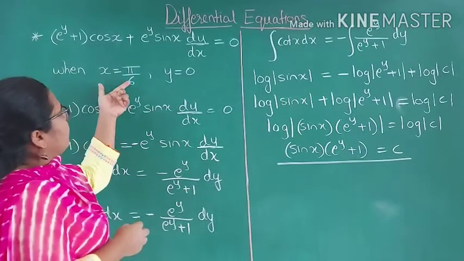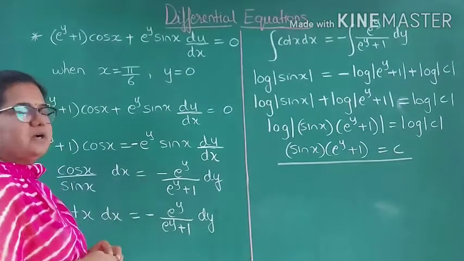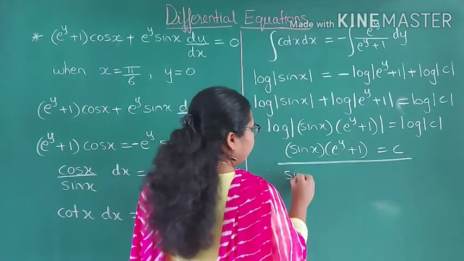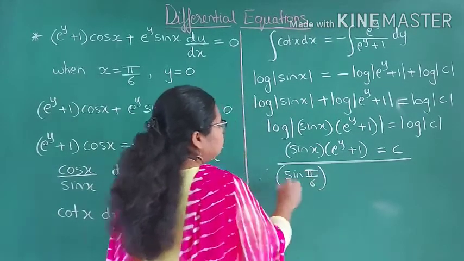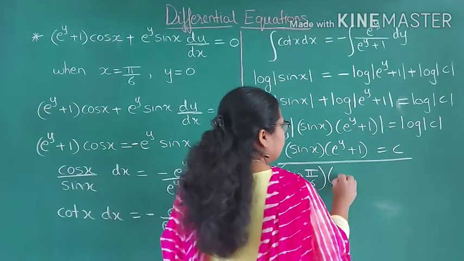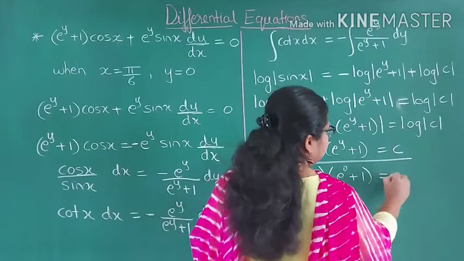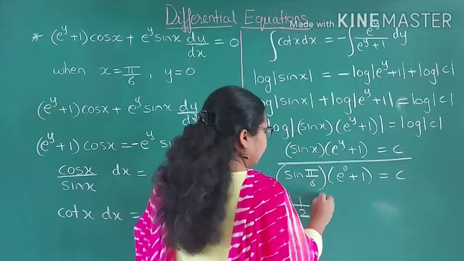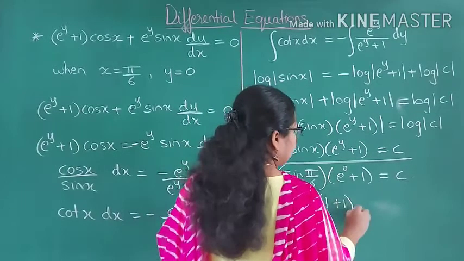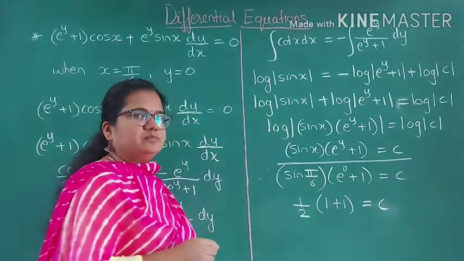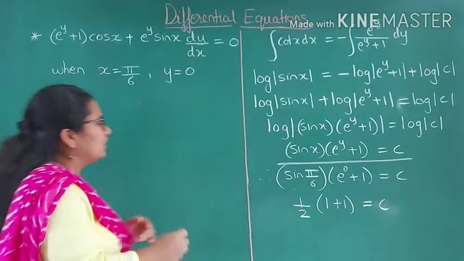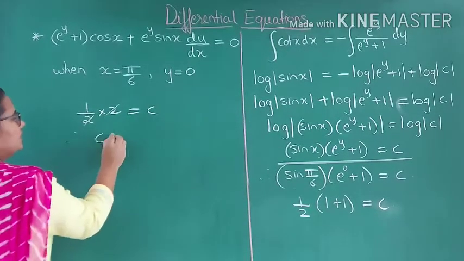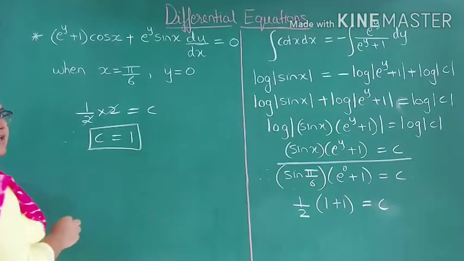Now we will substitute the value of x and y and we will find the particular solution. So at x equal to pi by 6, y is 0, therefore sin pi by 6 into e raised to 0 plus 1 is equal to c. Sin pi by 6 means sin 30 is half. Anything raised to 0 is 1. 1 plus 1 is 2. So you get half into 2 is equal to c. 2 cancels, therefore c is equal to 1. So here you get value of c as 1.